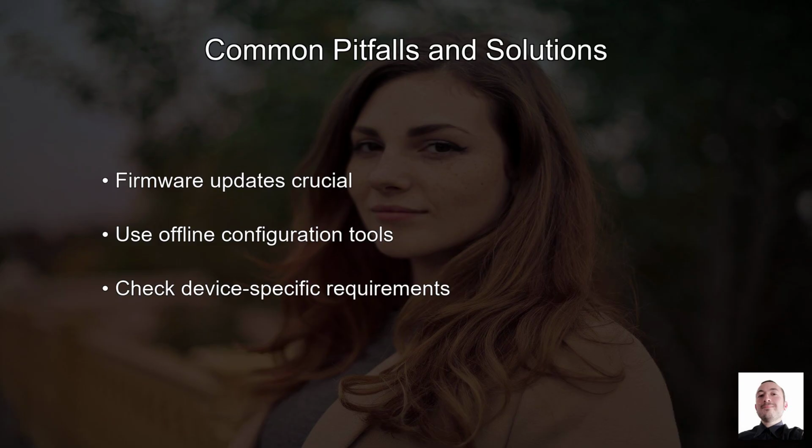To circumvent these challenges, ensure you have the latest firmware updates for your devices, as manufacturers often release patches that expand functionality. Additionally, consider utilizing offline configuration tools provided by the manufacturer, if available, to pre-configure nodes before deployment. Remember, the key to successful EtherCAT integration lies in understanding the unique requirements and limitations of each device in your network.